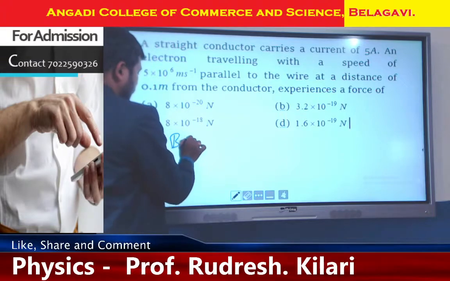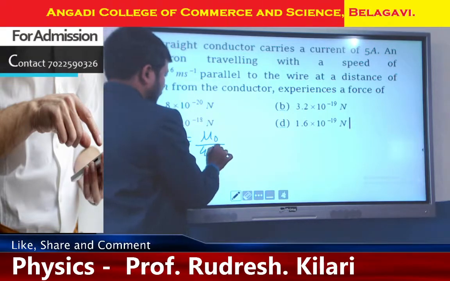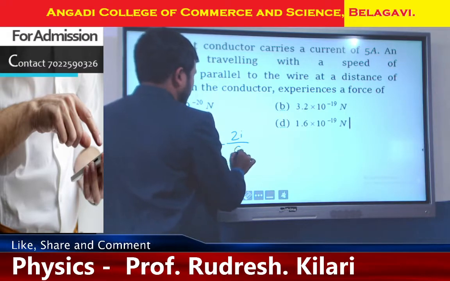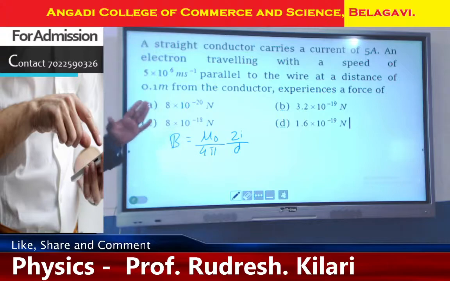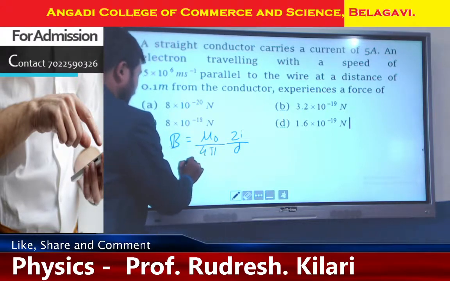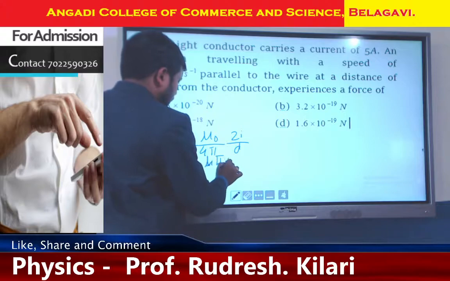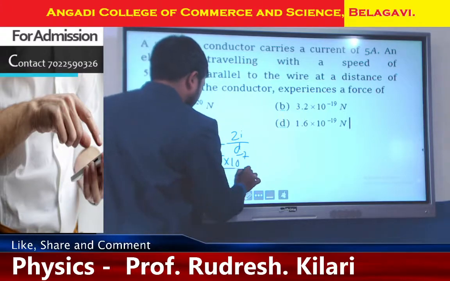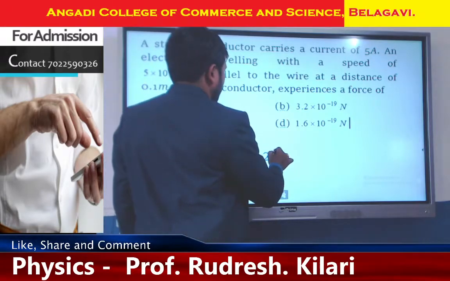Say B equals mu naught divided by 4 pi, times 2I divided by distance. Okay, now what are the given things? First you calculate the B. What is the value you can get for B here? B equals mu naught, 4 pi into 10 to the power of minus 7, divided by 4 pi into, this is 2 into 2.